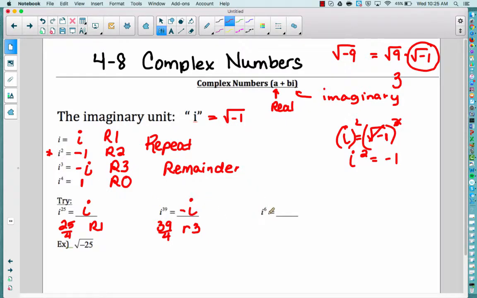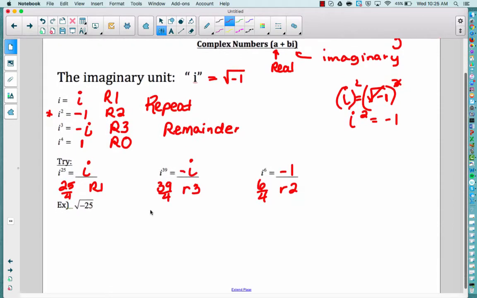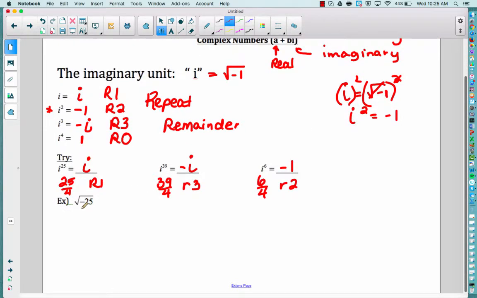All right, I to the -6. We divide 6 by 4, we get a remainder of 2. Remainder 2 would be -1. Okay? All right, so that's one way we can deal with it. We can also look at numbers now that have that negative square root in them. So remember that we could always rewrite this as the square root of 25 times the square root of -1. Well, we know that the square root of 25 is 5, and we know that the square root of -1 is I, so our answer would be 5I.